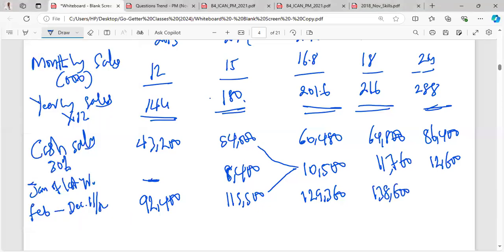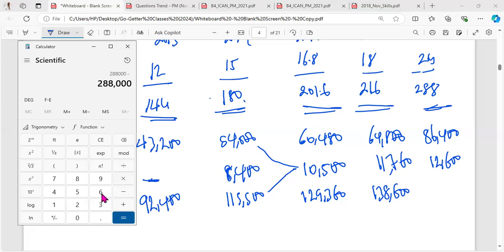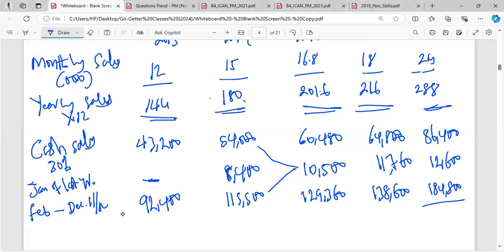138,600. Now we'll go to the 288,000. Okay, let's remove the 86,400. 201,600, right? Now if we divide this by 12, that should give us 16,800, which is supposed to be collected the other year, which we are not interested in. What we're interested in now is to multiply by 11. That gives us the missing figure, 184,800.